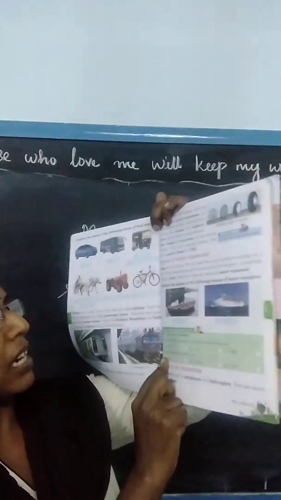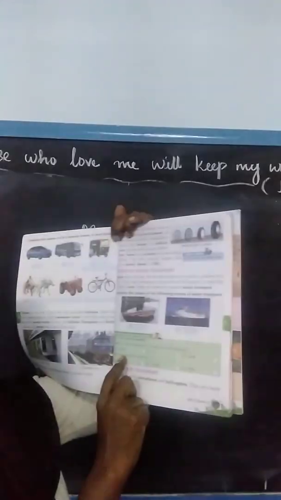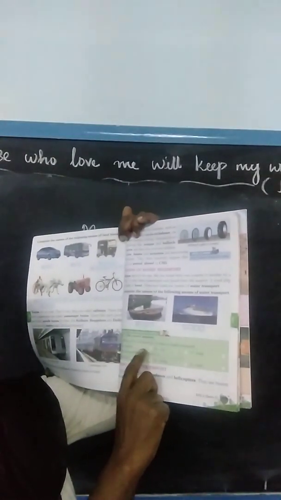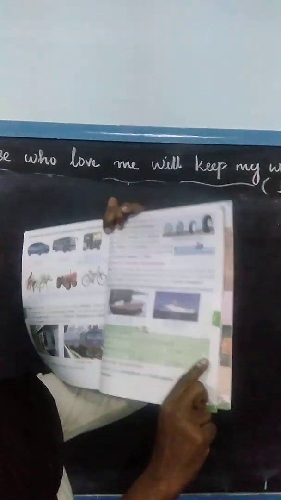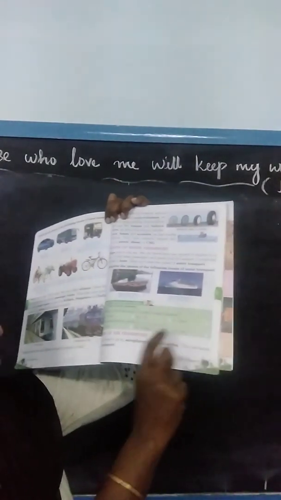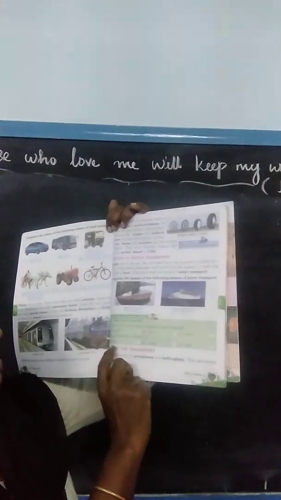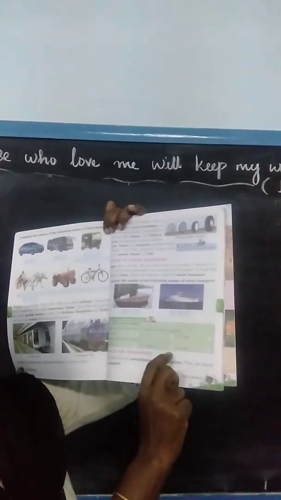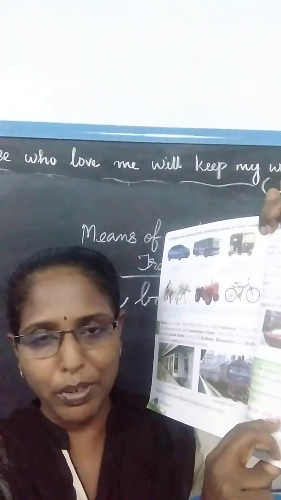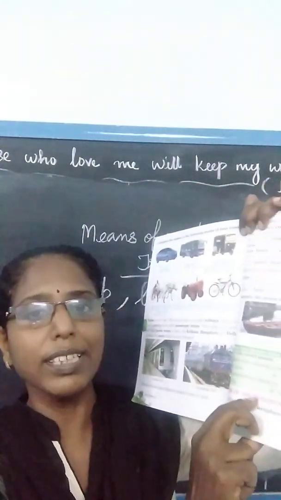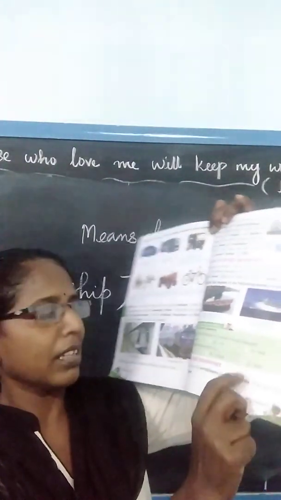And let us do the multiple choice questions given in this textbook. First one, which of the following is a means of water transport? Boat. All of you tick boat. And second question, an animal-driven vehicle is a bus, tonga, train. Among these three, tonga is pulled by a horse. So the answer is tonga. All of you tick this tonga.